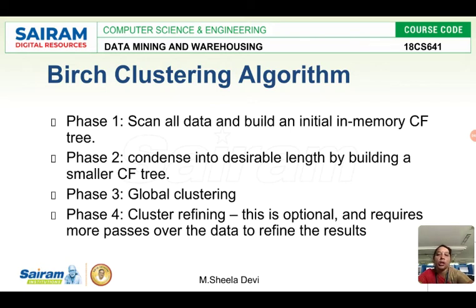Next comes global clustering. In the third phase, we use any clustering algorithm and do the clustering process. The fourth phase is cluster refining, which is optional.